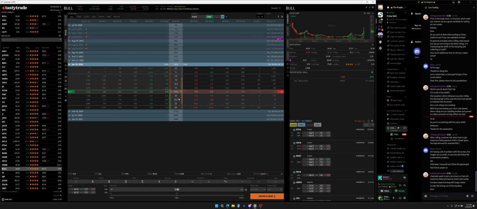That's worst case scenario. If this keeps going up, the call leg goes in the money, so anything up is going to help you. The put side goes out of the money, which means it's going to decrease in value, which is a good thing. So you can ideally close this out for an additional credit later on.